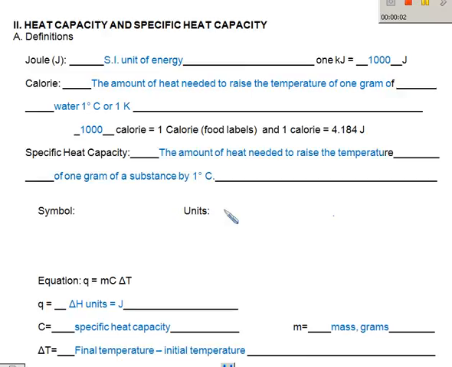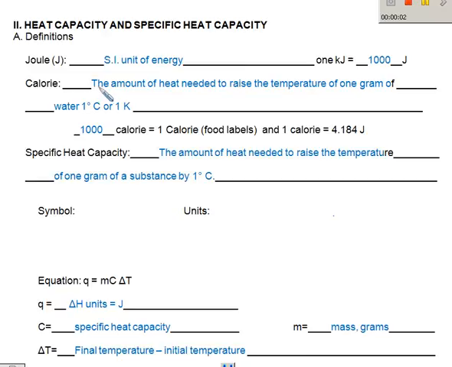This is part 2 of thermochemistry notes, and we're going to be looking at heat capacity and specific heat capacity. Let's first look at some definitions. We're going to be using joules as the unit of measurement for heat. This is the SI unit of energy. We'll also routinely use kilojoules. So 1 kilojoule is the same thing as 1,000 joules. Remember, that's what the prefix kilo means.